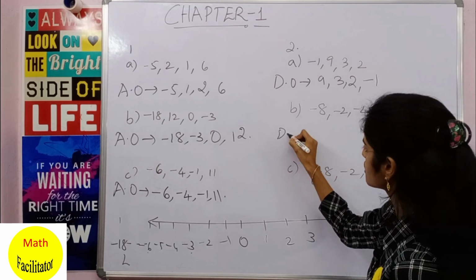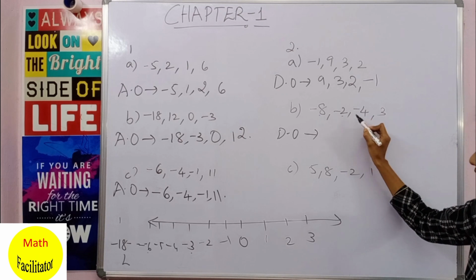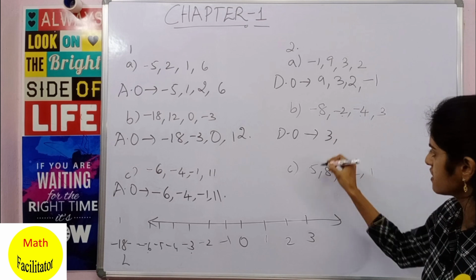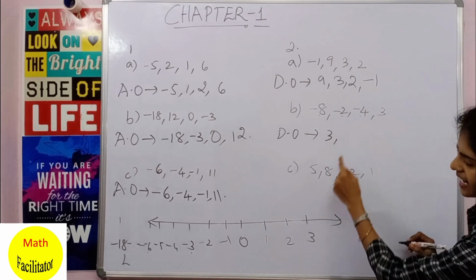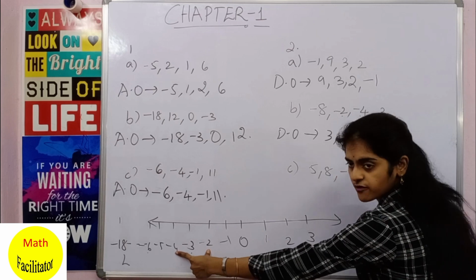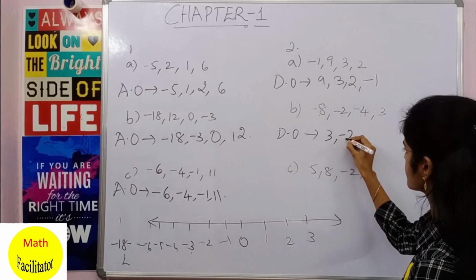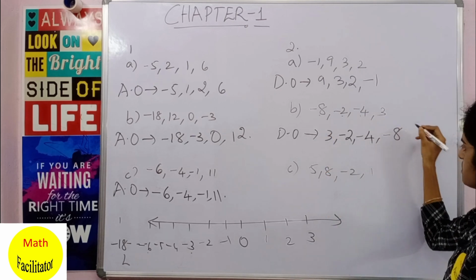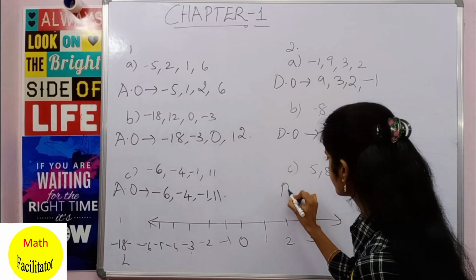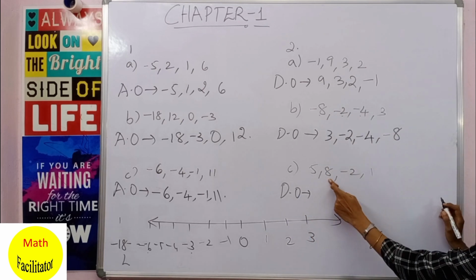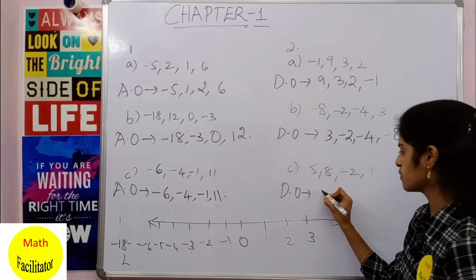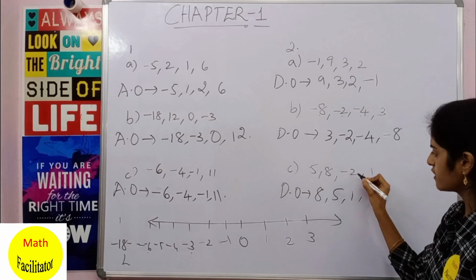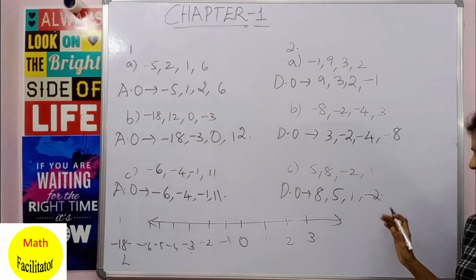Now here also descending order: you have three negative integers here and you have to write from big to small. So firstly you will write the positive integer, which is the bigger one. Then you can see that minus 2 is bigger than minus 4. So you will write minus 2 first, then minus 4. Then minus 8 is the remaining integer. Now let us see here descending order. So first the positive number you'll write, and 8 is the bigger among the positive numbers. So 8, then you have 5, then you have 1, and the only negative integer you have is minus 2, and it is the smallest.